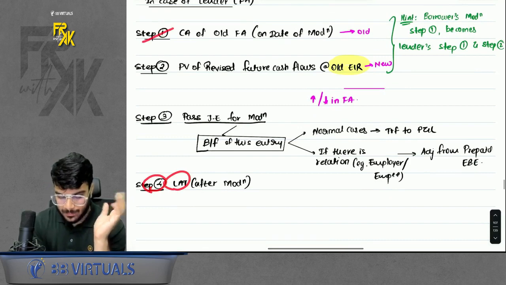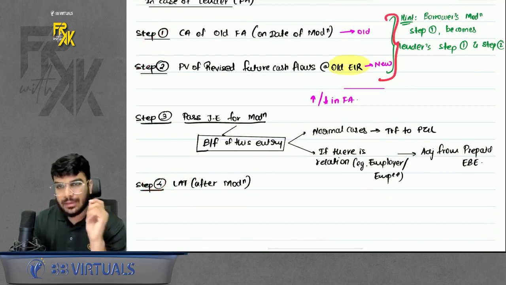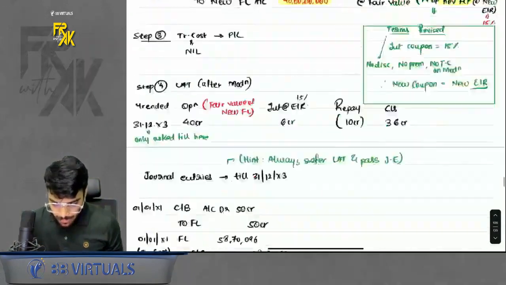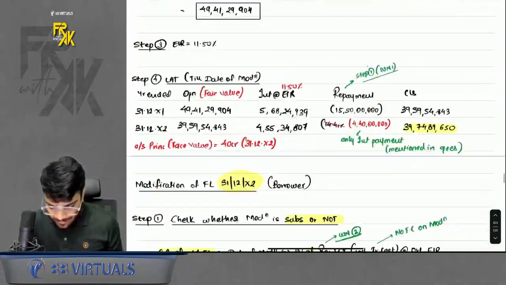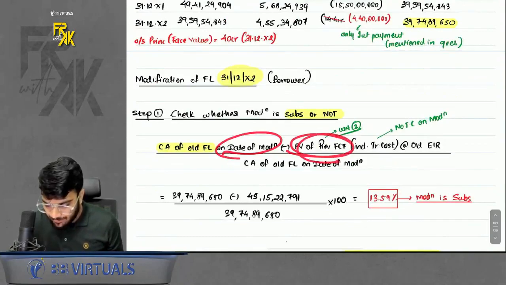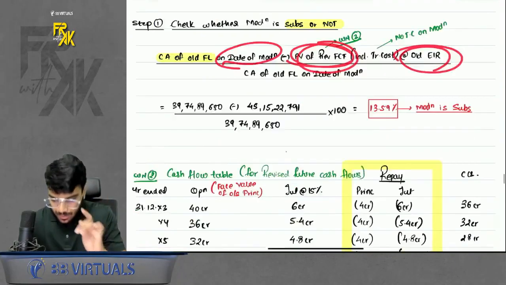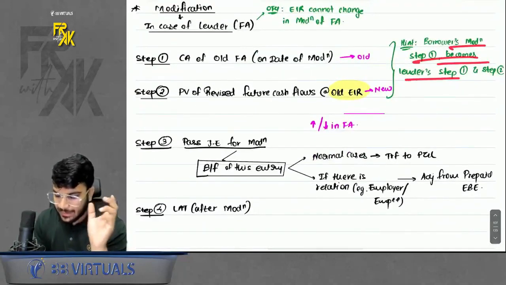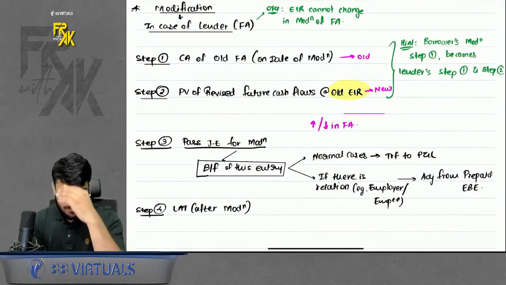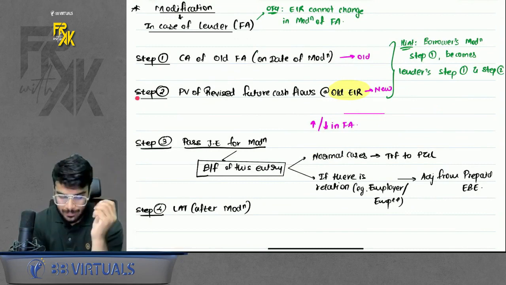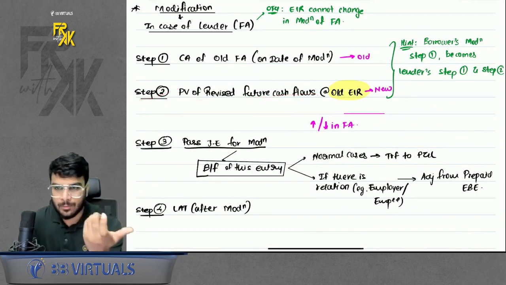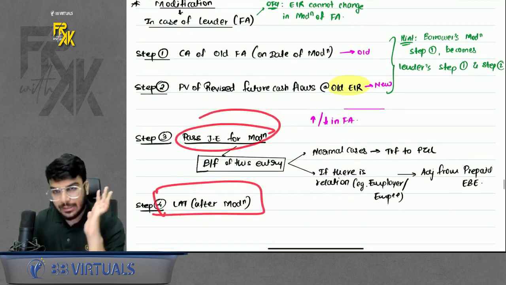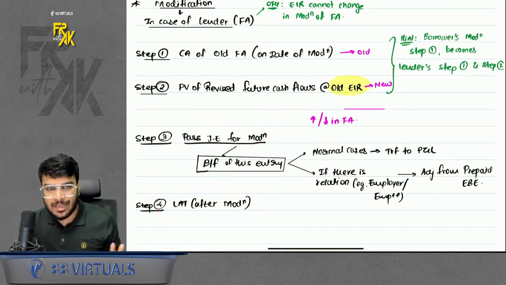So how to remember the steps? Can I say step 1 and 2 resemble step 1 of the borrower? In case of borrower, remember we used to find the carrying amount of the old financial liability and the present value of revised FCF at old EIR. Same is the case with lender. So borrower's step number 1 becomes lender's step number 1 and 2. Here we find in step 1 the carrying amount of the old financial asset. In step 2 we find the present value of revised FCF at old EIR only. Okay, then pass entry and then prepare the LAT. This is the basic steps for modification in case of lender.